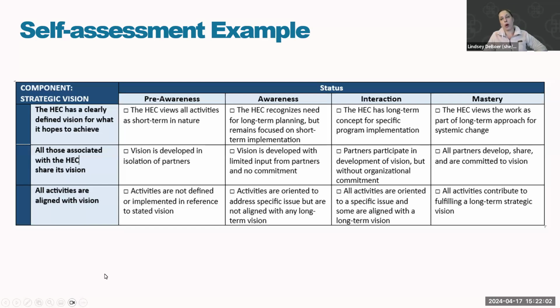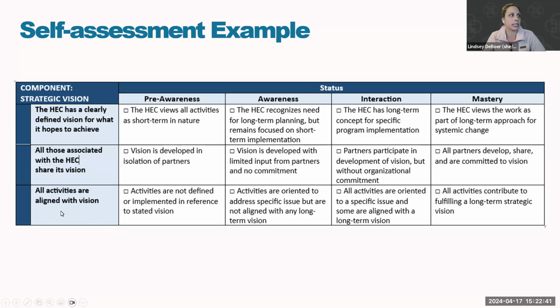This is an example of what the self-assessment tool will look like. This is for the component of strategic vision. You can see in this first column, there's information about key elements or pieces that you'll rank yourselves on. So the council, for example, has a clearly defined vision for what it hopes to achieve. A pre-awareness rating would mean that the council views all activities as short-term in nature. You're not really connecting that piece to the long-term. A mastery might look like the council views the work as part of a long-term approach for systemic change.